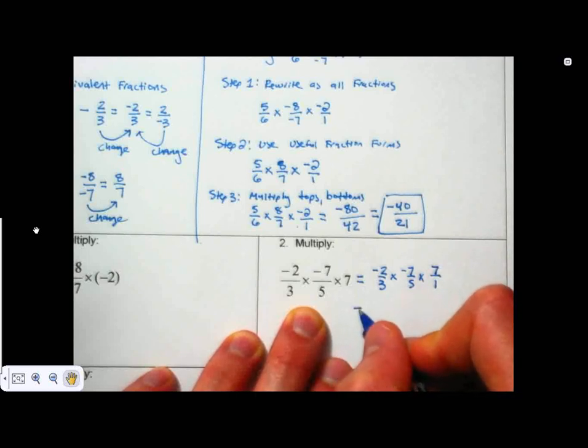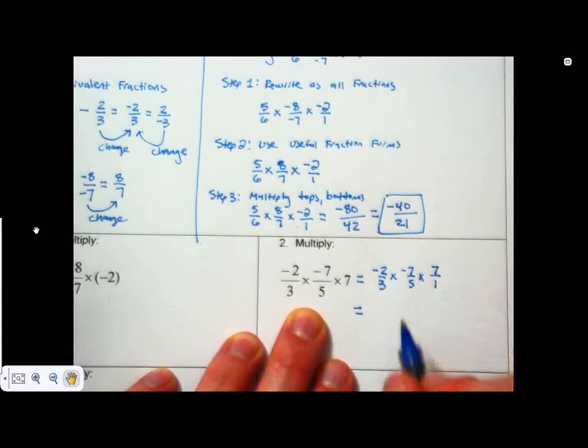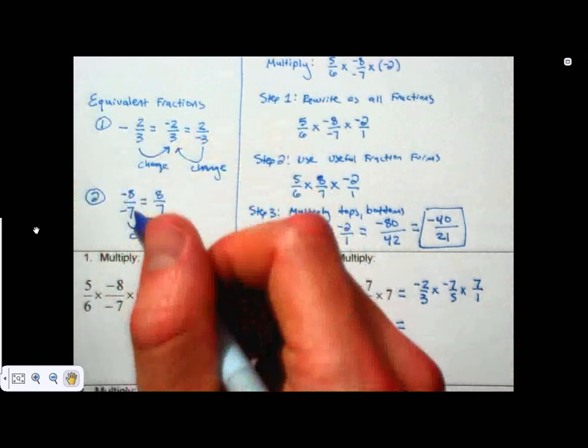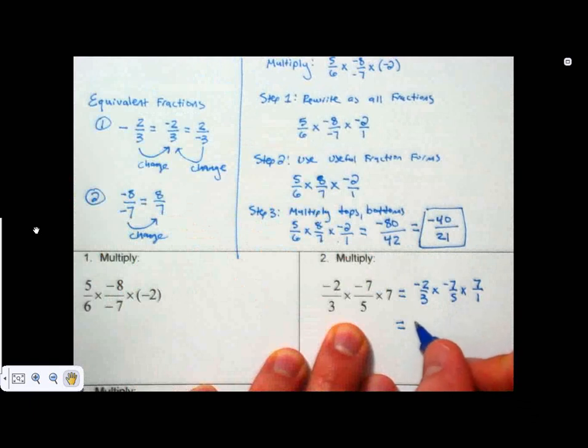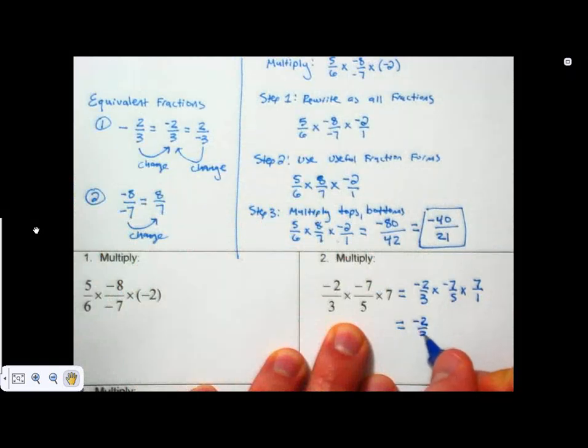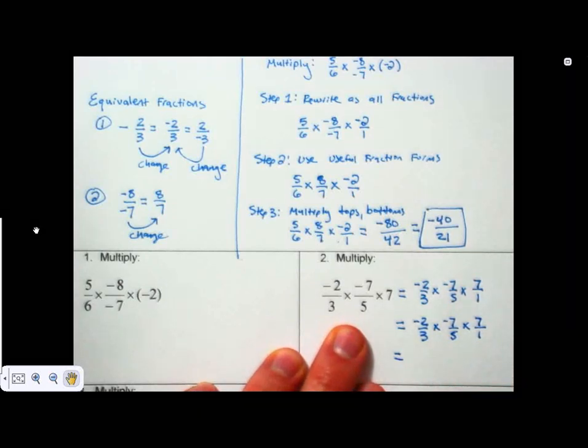Okay, the second step in the process is to rewrite each fraction in the useful forms that we talked about over here. Well, these fractions are already written in that useful form. So I'm just going to rewrite what we have, even though I don't necessarily have to do this step. It's just for the sake of consistency.